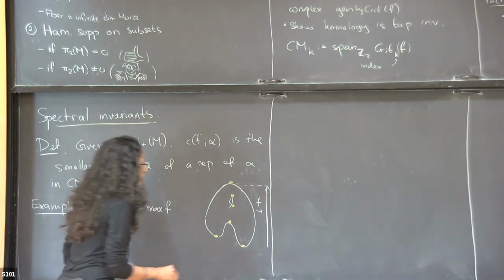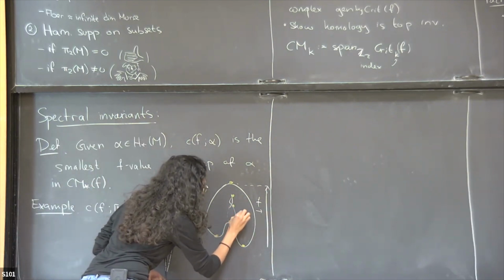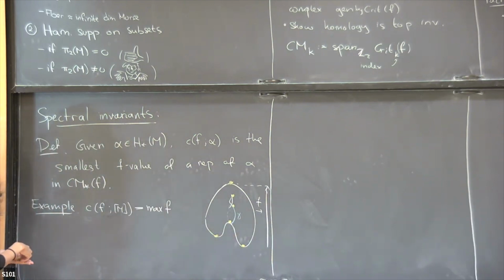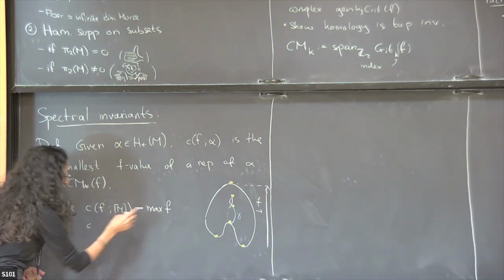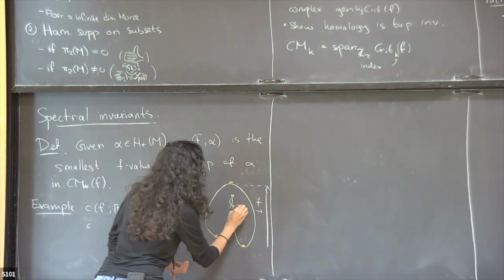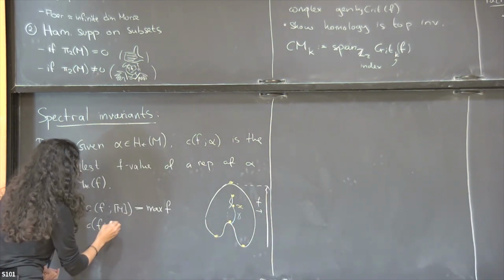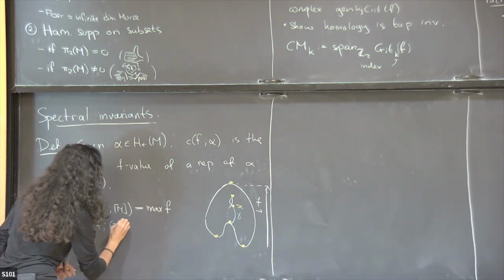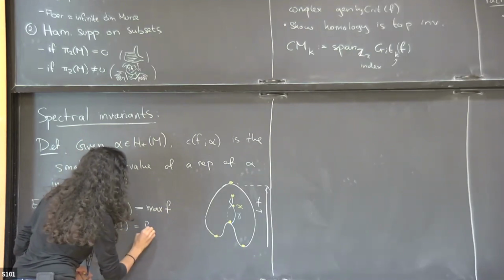Another one: let's look at this non-contractible loop gamma. You can show that this non-contractible loop gamma is uniquely represented by the saddle point, let's call it x. And so the first time it appears is when x appears, so it's f at x.